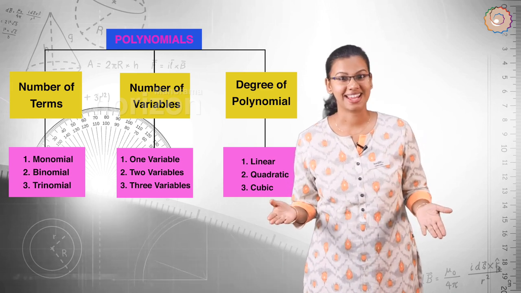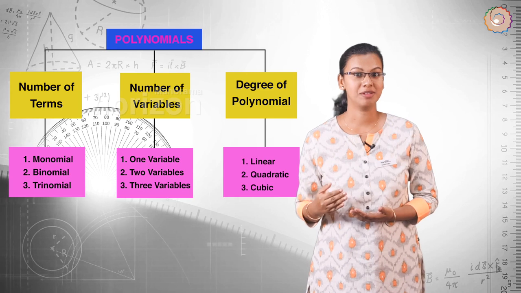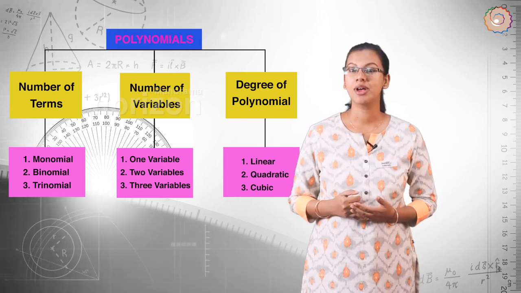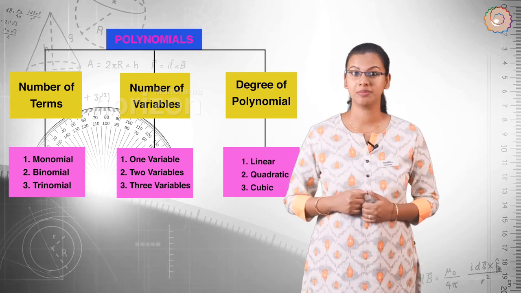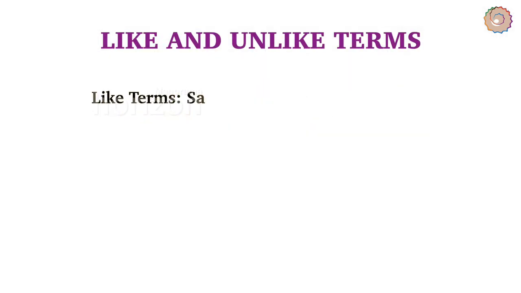Polynomials can be categorized into various categories based on the number of terms, variables and degrees. But how about the type of terms and variables? How can we operate on them? Let's find out. Polynomials with the same variables and the same powers are called like terms.